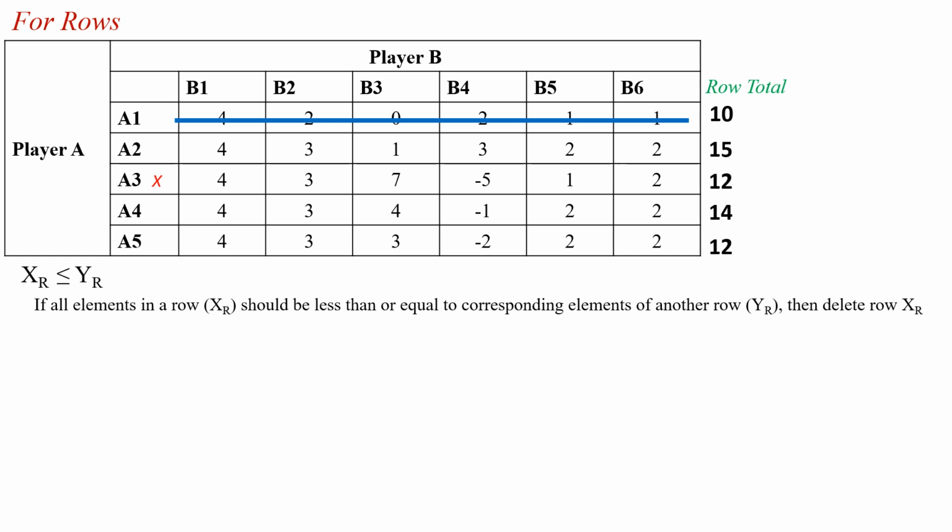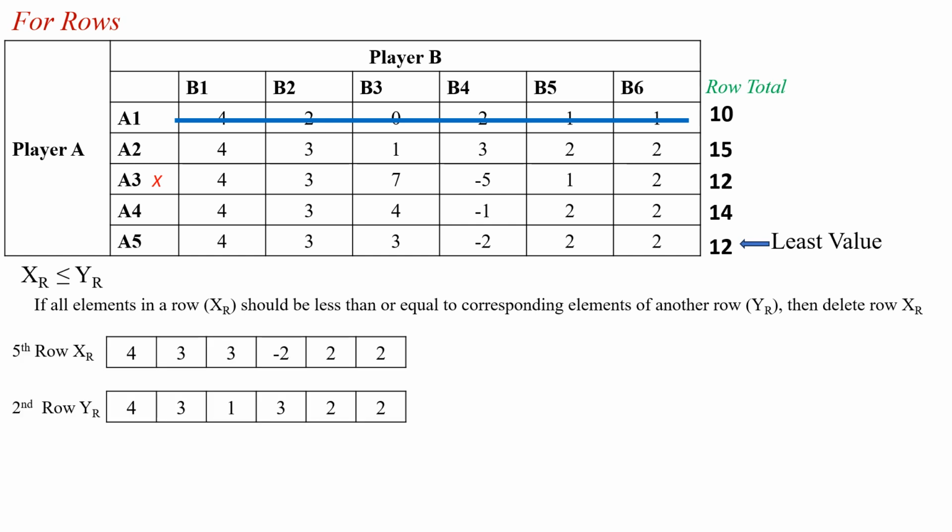Next, apply the dominance rule for the fifth row and compare the corresponding elements with the second row elements. So that is 4 equal to the 4 and 3 equal to the 3, but 3 is not equal to the 1, moreover not less than the 1. So here the dominance rule is not satisfied.